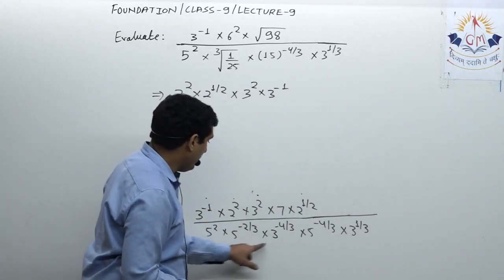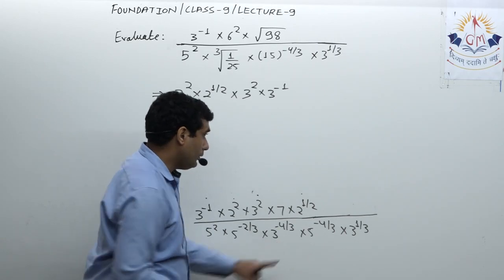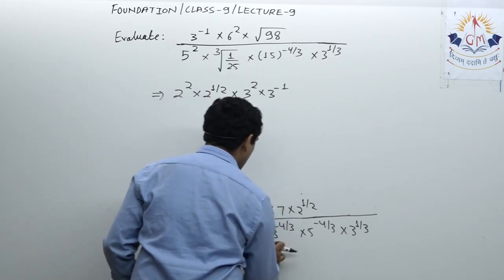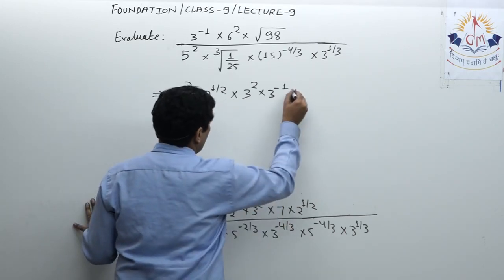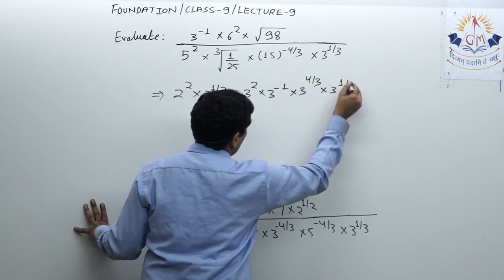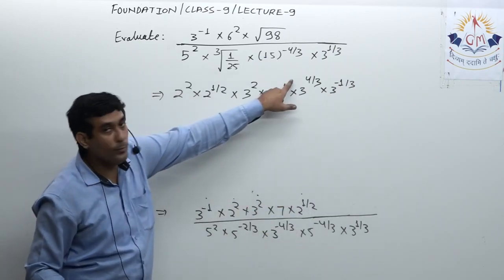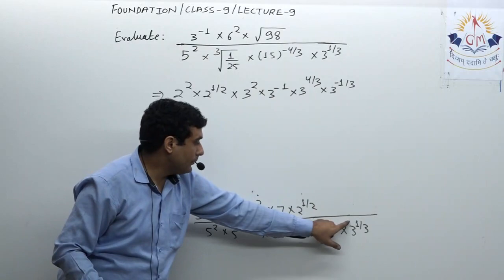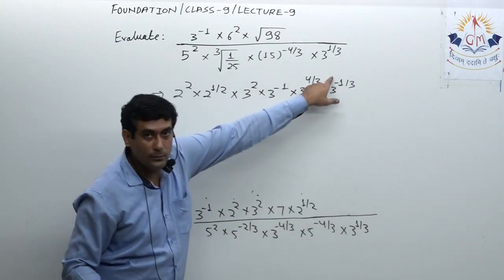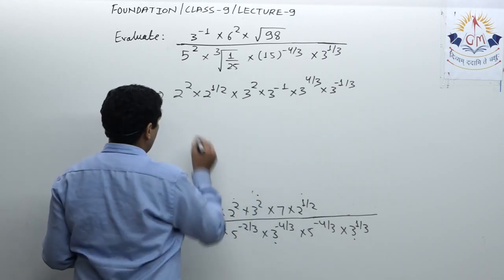Now from the denominator there isn't any term whose base is 2, but there are two terms whose base is 3. So 3 raised to 4 by 3 into 3 raised to 1 by 3. This minus 4 by 3 comes in the numerator as plus 4 by 3. This plus 1 by 3 comes in the numerator as minus 1 by 3. So these two terms are already taken.